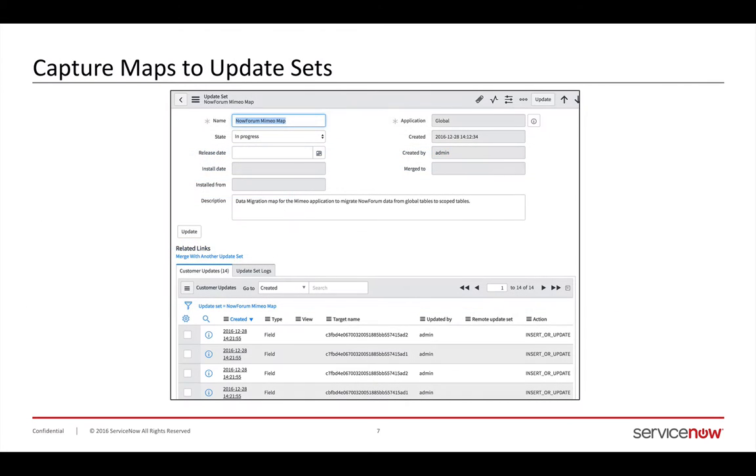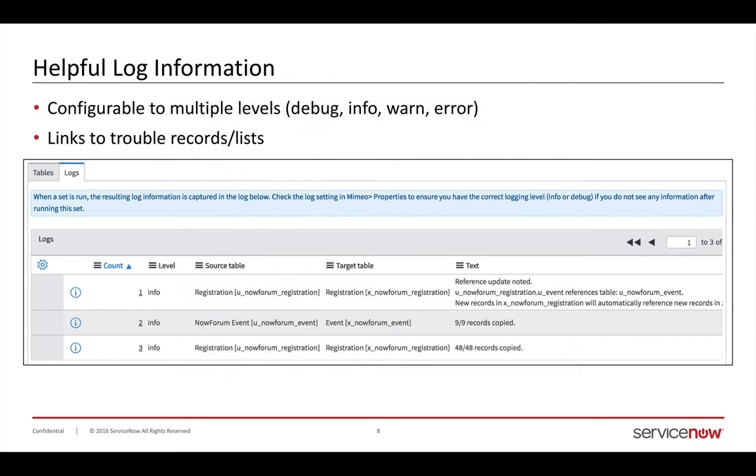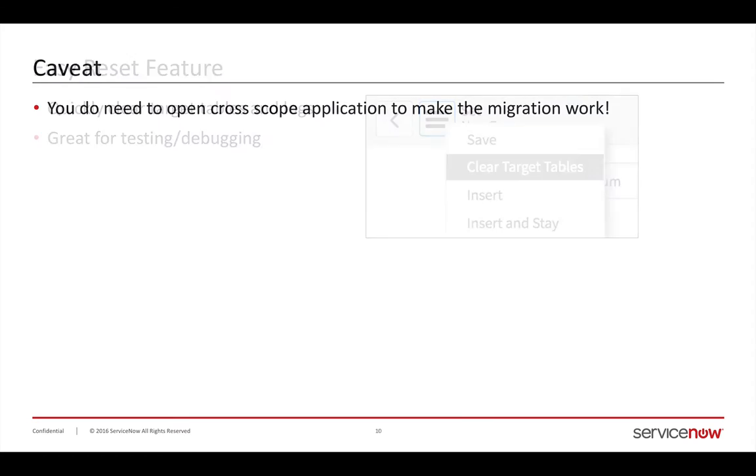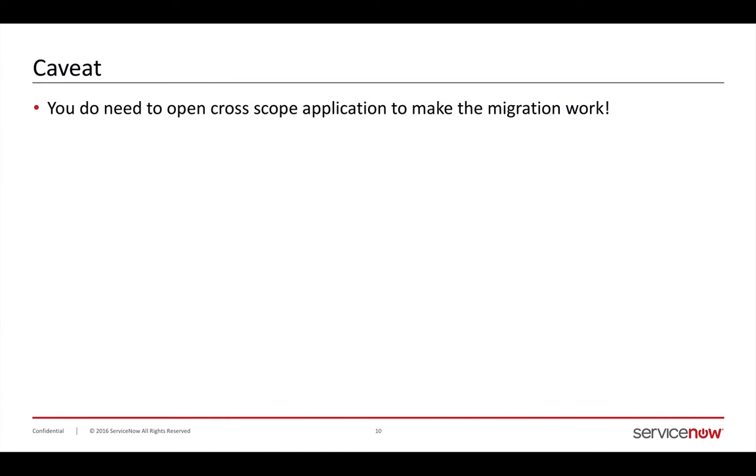To make it easier to develop, test, and move your maps into production, Mimeo allows you to capture all of your map settings in an update set for easy migration. And if you run into issues, the configurable log information is there to help, including links to potential trouble spots. And if you don't get your definitions right the first time or you have issues with your source data, just reset and try again. One note, Mimeo does not have the ability to bypass cross-scope protection, so you will need to open it up to do the migration.